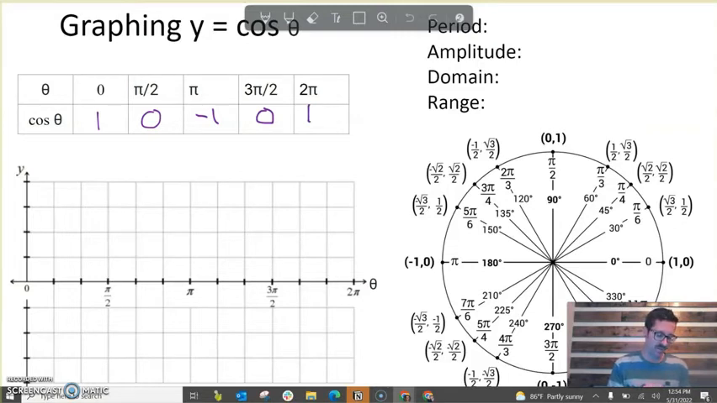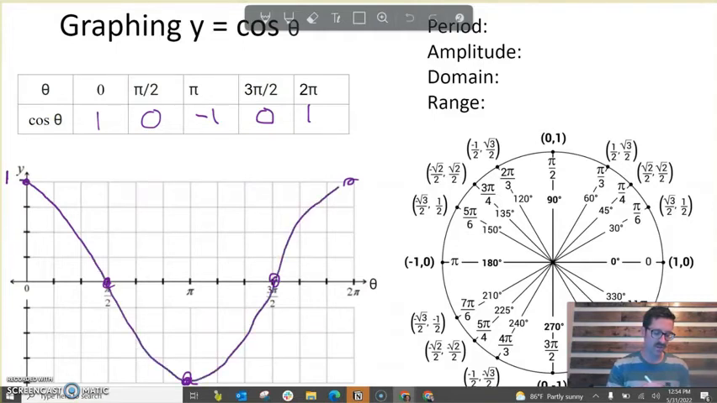And what you're probably seeing, I hope we're thinking through this critically, the only difference is where we start. We're going to start at 1, versus with sine, we started at 0. So if I start at 1, at pi over 2, we go down to 0. And then at pi, I'm at negative 1, 3 pi over 2, and back up to a peak at 2 pi. So our cosine graph is going to look like this.